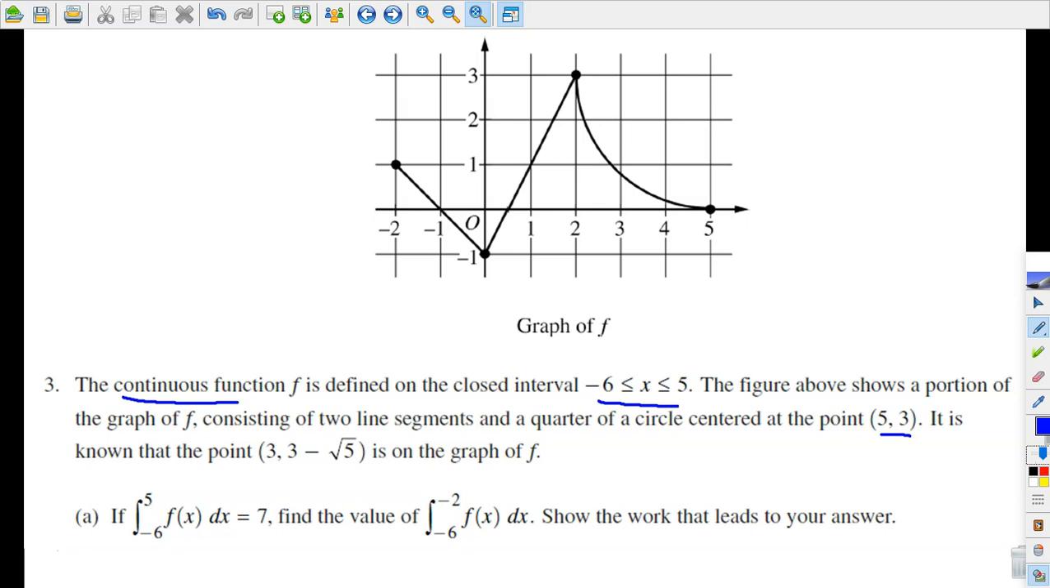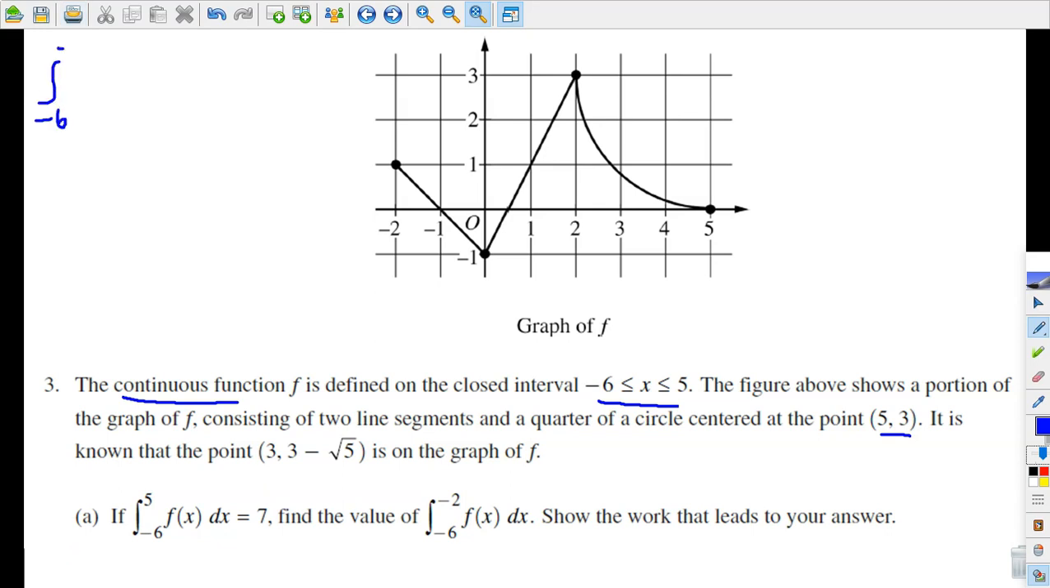Alright, in part A, we're given this definite integral from -6 to 5 of f of x dx is equal to 7. And we're going to be finding this definite integral from -6 to -2 of f of x dx. First of all, we can break this entire definite integral into 2 pieces, like this.